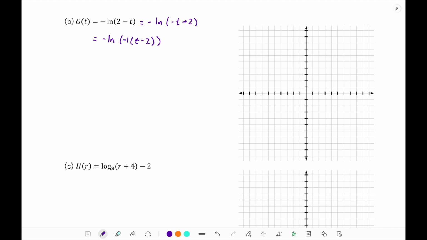Now that it's in standard form, A is negative 1, C is negative 1, H is positive 2, because remember there's a minus sign in the standard form, so you take the opposite, and then K is 0. And the base of this, since it's the natural logarithm, is e, so B equals e. So we get a vertical asymptote at x equals 2, because that's our h value. So I'll plot that first.